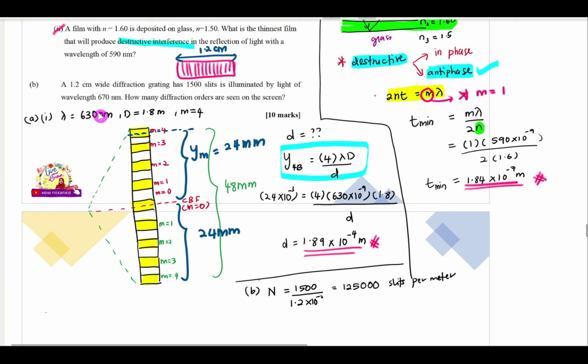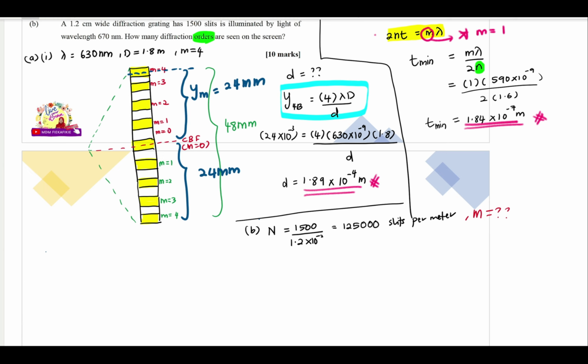Okay, and then soalan minta kita kira apa? Wavelength dia dah bagi tahu, how many diffraction orders are seen on the screen. Okay, awak tengok pada soalan ini. Dia tanya how many diffraction orders. Ada perkataan orders means that dia nak kita kira the number of order that we can see on the screen. Faham? Dia bukan tanya kita how many bright fringes that you can see on the screen. Itu merupakan dua soalan yang berbeza. Okay, jadi sekarang untuk soalan ni, kita akan guna equation untuk diffraction gratings.